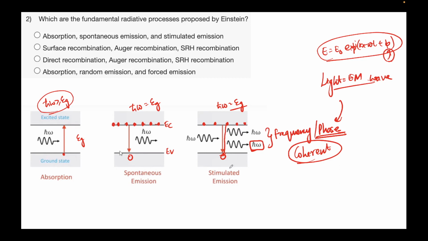Okay, so we see that the fundamental radiative processes that were proposed by Einstein are these three: absorption, spontaneous emission, and stimulated emission. So this will be the correct option.